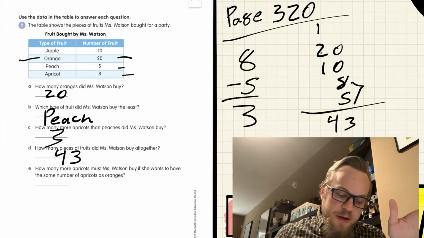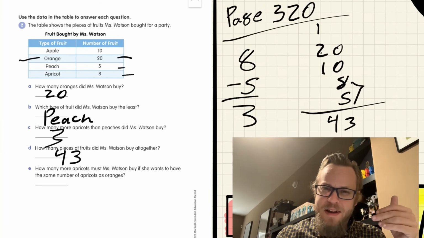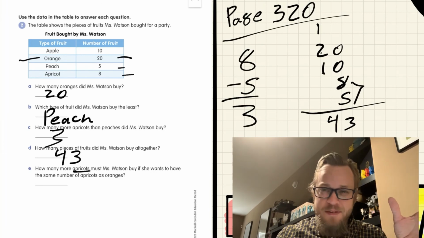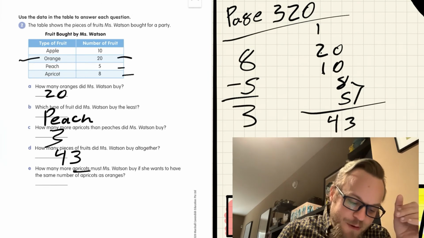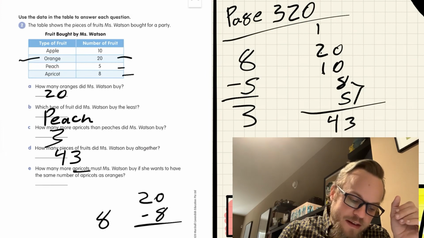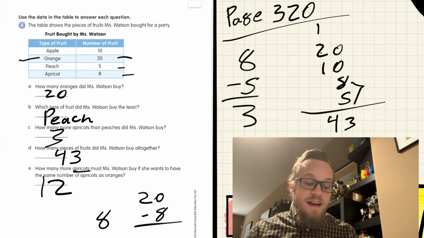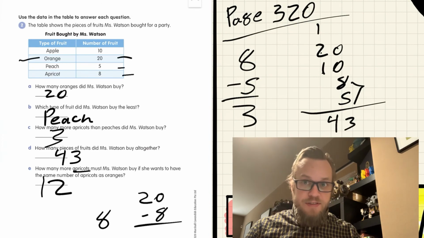E. How many more apricots must Miss Watson buy if she wants to have the same number of apricots as oranges? I know I changed up how I pronounced apricot, tomato, tomato. So, how many more apricots does she need to buy to have the same number as oranges? Well, she bought 8, and oranges is 20. 20 minus 8 gives me 12. She'll need 12 more apricots to have the same amount as her oranges.